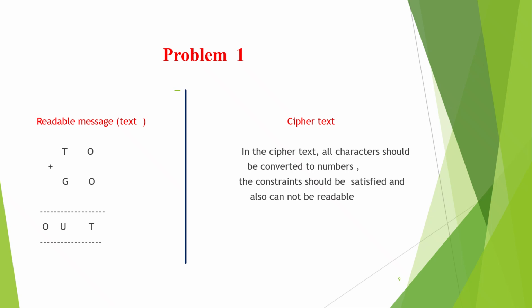Now let us go to the problem. Let us take one problem. Take one readable message: T O plus G O equals O U T. This is the given readable message. Now we should convert this message into ciphertext. How are we converting to ciphertext? We are going to assign values to the variables, provided all conditions are satisfied.